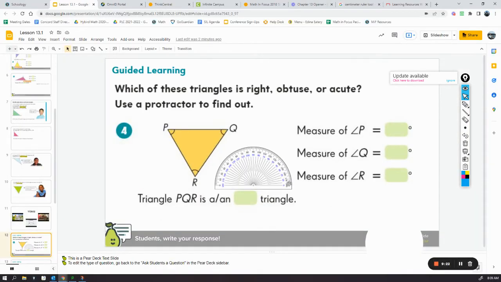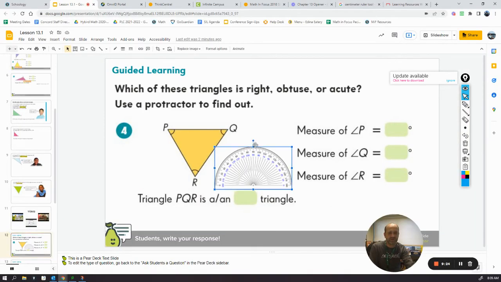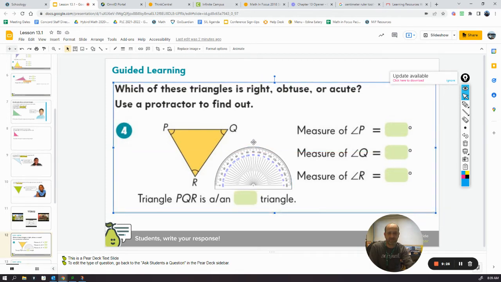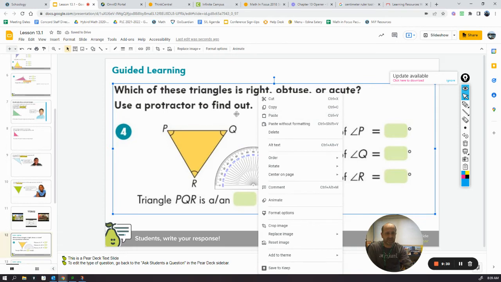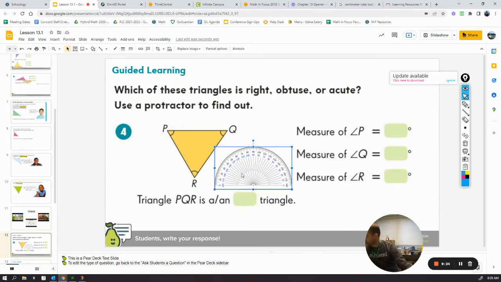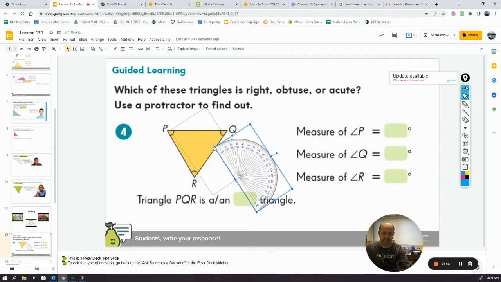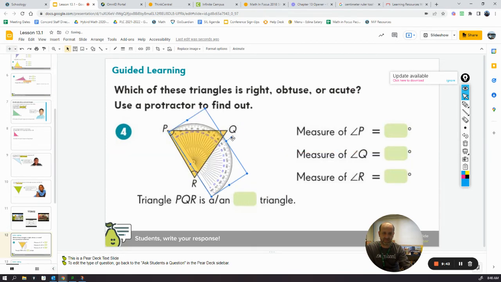Which of these triangles is right, obtuse, or acute? Let's get my angle. Can I lock that thing in place? No. Okay, so I'm just going to cheat and check here. See if I can get as close as possible with this. So this angle here, of course, if I don't have my protractor lined up.